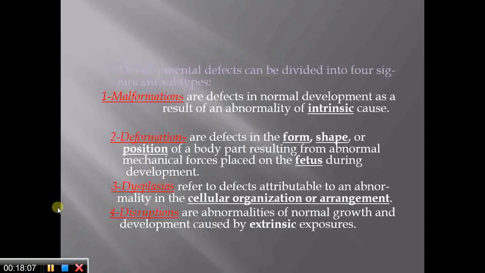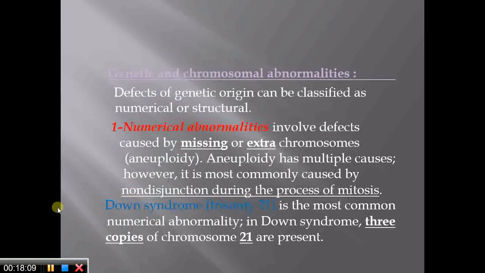Genetic and chromosomal abnormalities. Defects of genetic origin can be classified as numerical or structural. Numerical abnormalities involve defects caused by missing or extra chromosomes, aneuploidy. Aneuploidy has multiple causes, however, it is most commonly caused by non-disjunction during the process of mitosis. Down syndrome, trisomy 21, is the most common numerical abnormality. In Down syndrome, 3 copies of chromosome 21 are present.